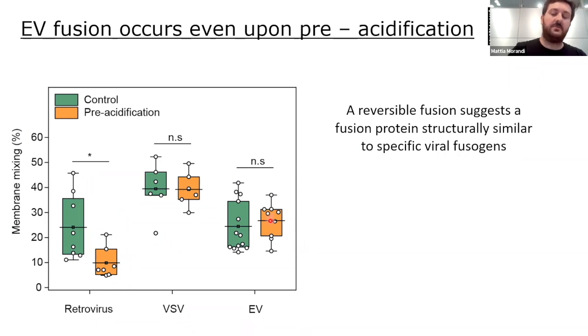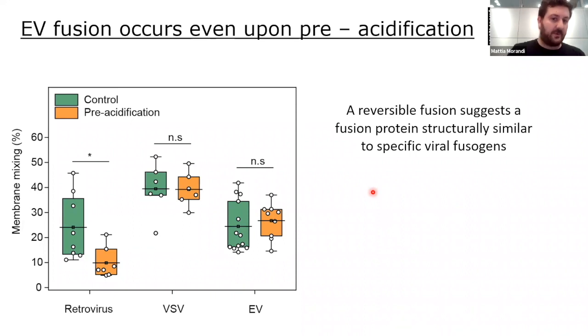EVs, on the other hand, do not get inactivated. Their ability to fuse is retained even upon pre-acidification. And this is quite interesting because in nature, there are a few viruses that are able to perform such a feat. The most prominent one is vesicular stomatitis virus, VSV, which we used as an additional control. VSV has a very specific structure of its viral fusion protein, so we think this might be a hint to what the structure of the potential EV fusion protein could be. And of course, this would be very interesting if proven, because it solves a lot of paradoxes along the EV biogenesis way.